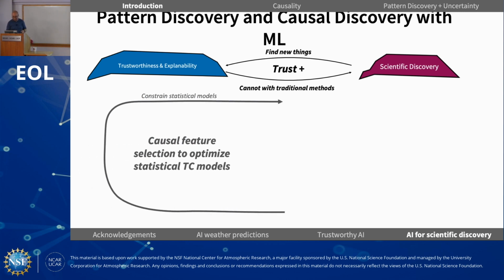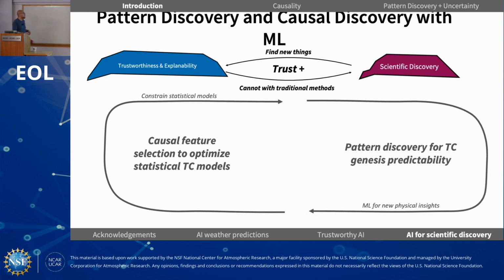So in my own case, I've been working on two projects on this particular topic. One is using causality, causal feature selection, to optimize existing TC intensification models, statistical models that are operating in-house. There's the SHIPS model, basically. The idea is to use this sort of feature selection to constrain those existing models and make them better, basically.